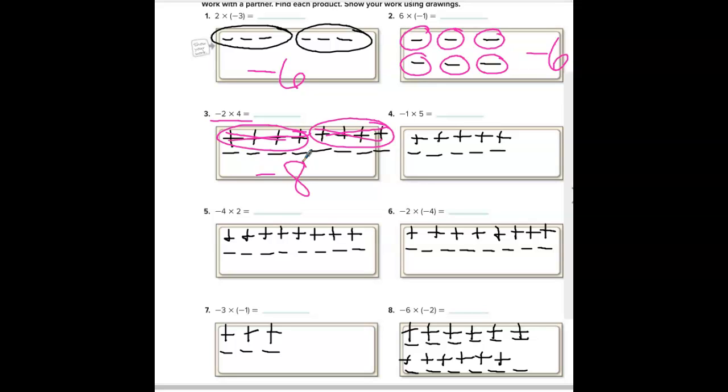Number 4, I need to take away 1 group of 5. I didn't have anything to start with, so I added 5 0 pairs. I take away 1 group of +5, and I'm left with -5. Okay. Number 5, I need to take away 4 groups of 2. I don't have anything to take away, so I made 0 pairs. If I take away 4 groups of 2, there's 1, 2, 3, 4. I'm left with 8 negatives, or -8.